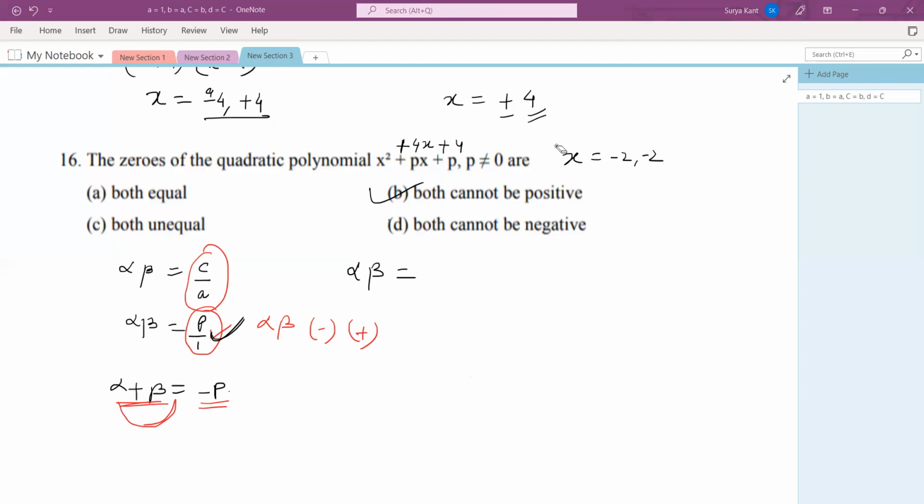The zeros of the quadratic polynomial x square plus 4x minus 4. Next, what can we do? Sir, both are unequal will be the answer, because if you put minus, you will get a different one. But if you put plus, it's a bit confusing actually. If you put plus, then it's equal, and if you put minus, it's unequal. I don't know how to do it.